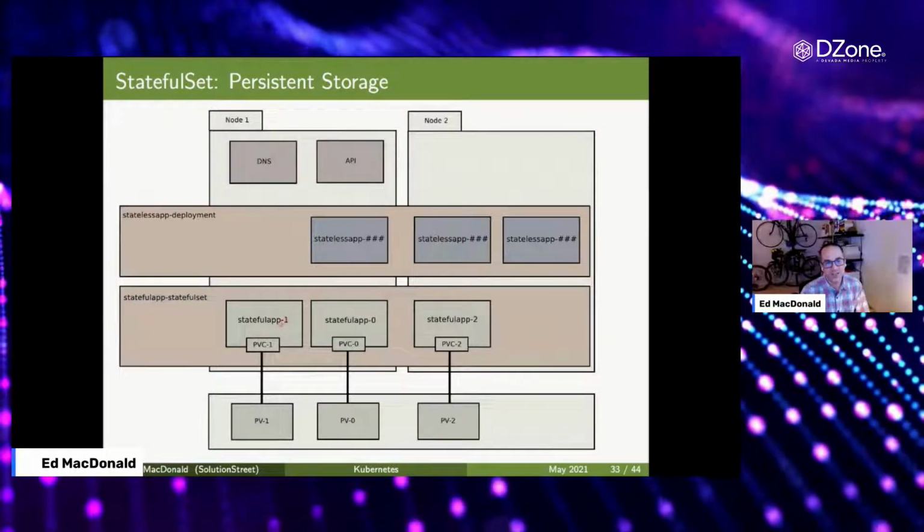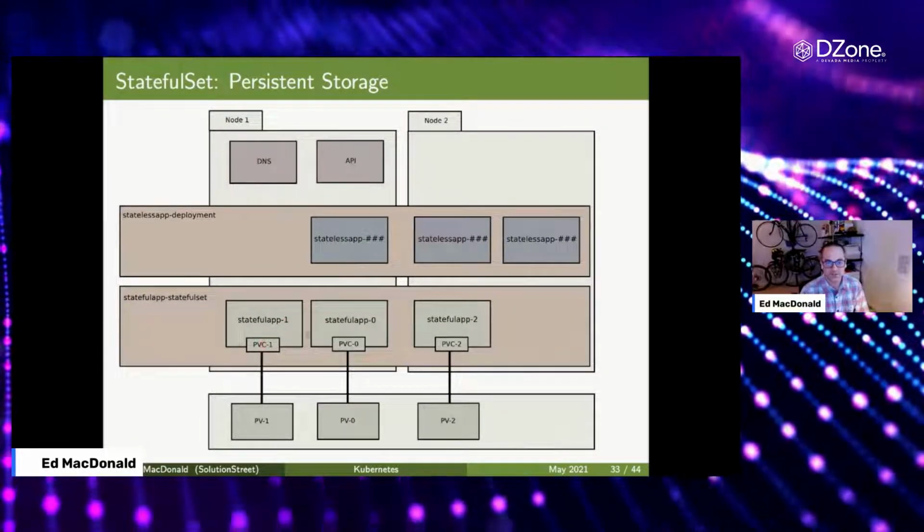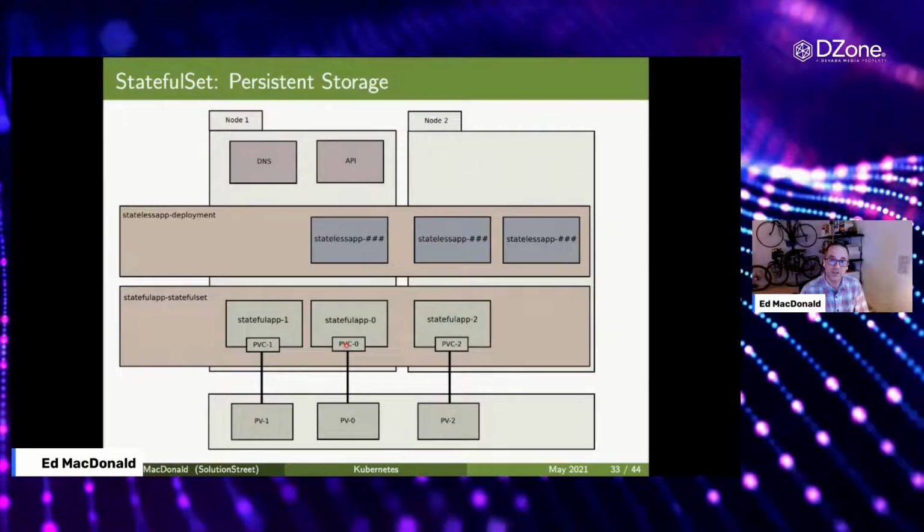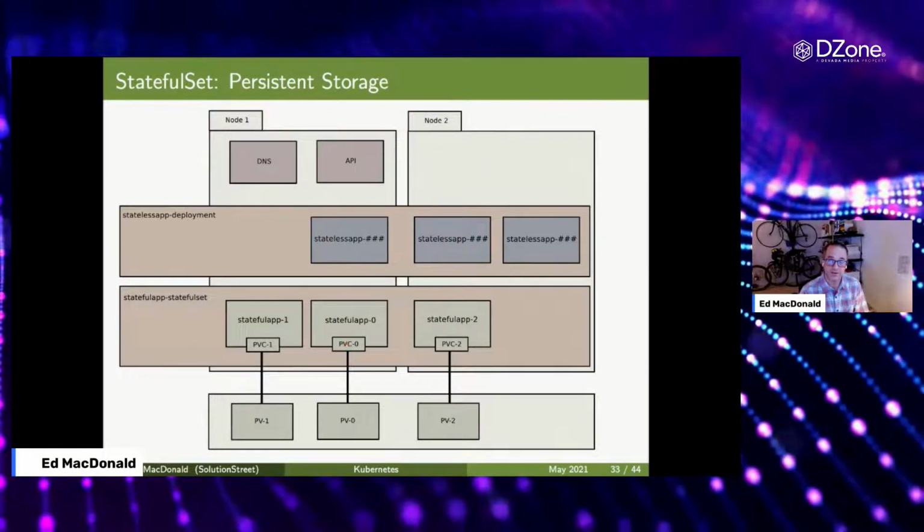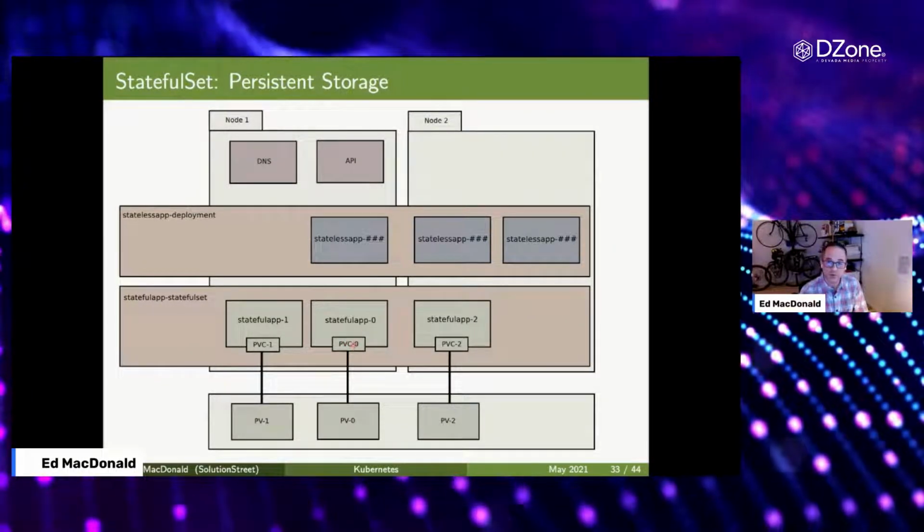So here we see each of our stateful apps have a persistent volume claim, which is just part of the configuration of the pod manifest that we put in the deployment manifest.